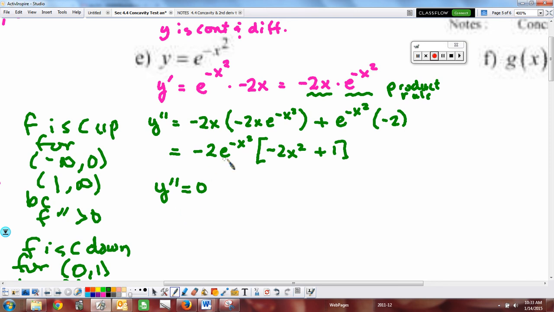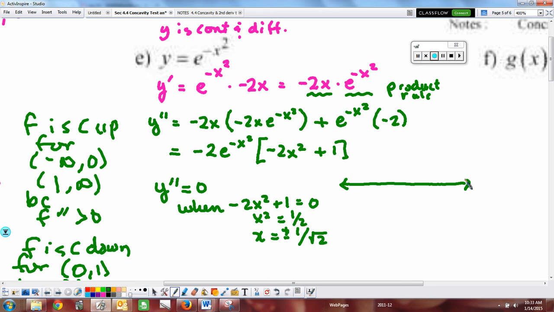So our possible points of inflection are going to occur when the second derivative is 0. And that's going to occur, notice I don't have to worry about this factor, because e is never negative or 0 when you do e to a power, so I don't have to worry about it. So that's only going to occur when negative 2x squared plus 1 is 0, or x squared equals 1/2, x equals plus or minus 1 over square root of 2. So we'll set up our sign chart for our second derivative for our concavity test. We'll put our possible points of inflection on here.